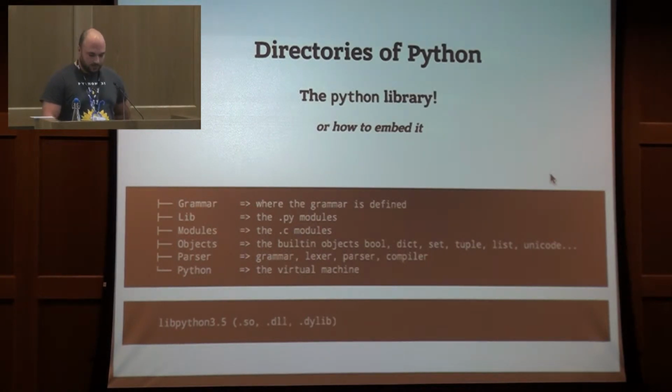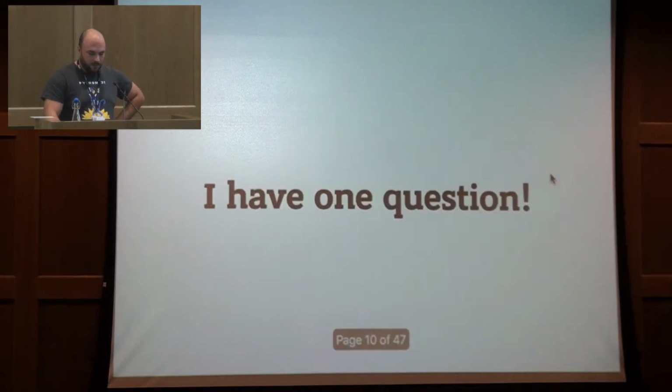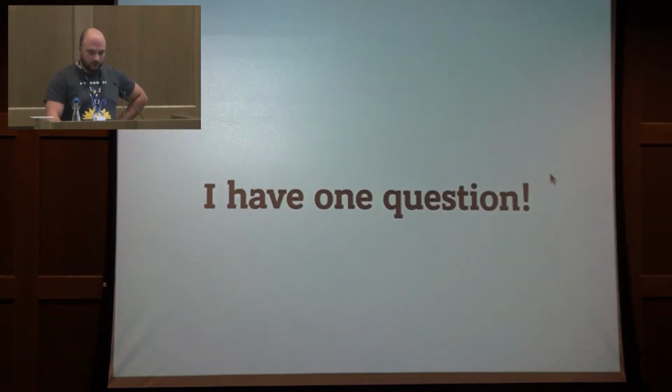The Objects directory has the built-in objects: bool, dict, set, list, everything where you can find that. The Parser directory has the grammar, the Lexer, the parser, and the compiler. And of course, the Python directory is the virtual machine. When you compile Python, you will have a libpython file, libpython 3.5, a DLL or a dylib or an SO file.